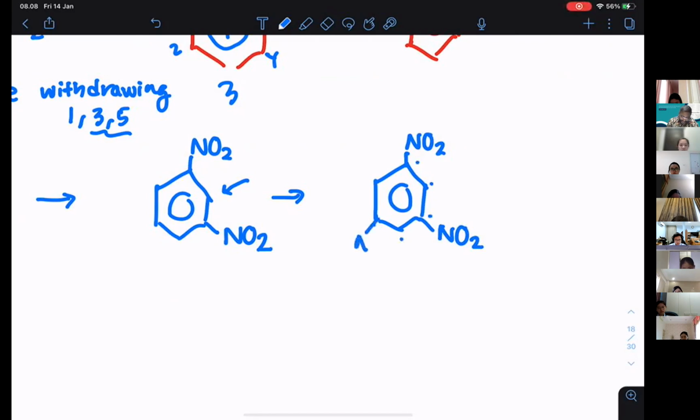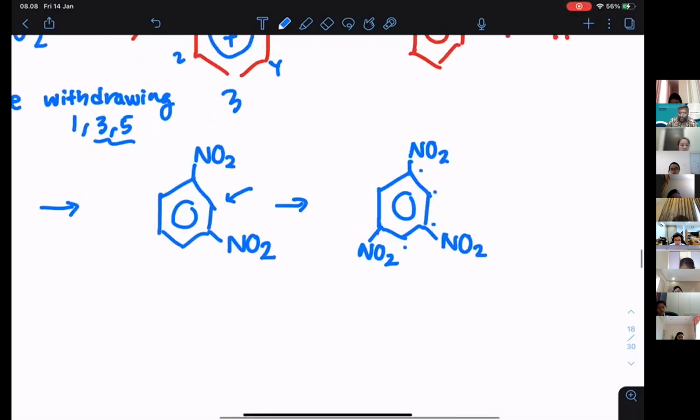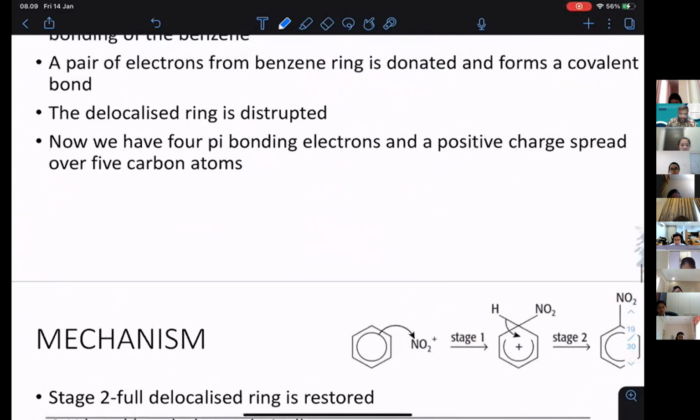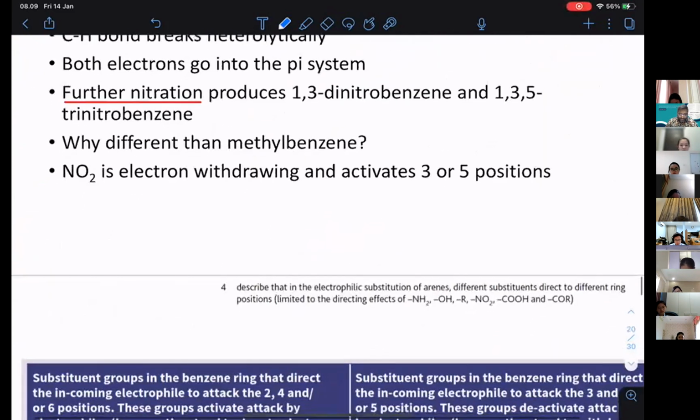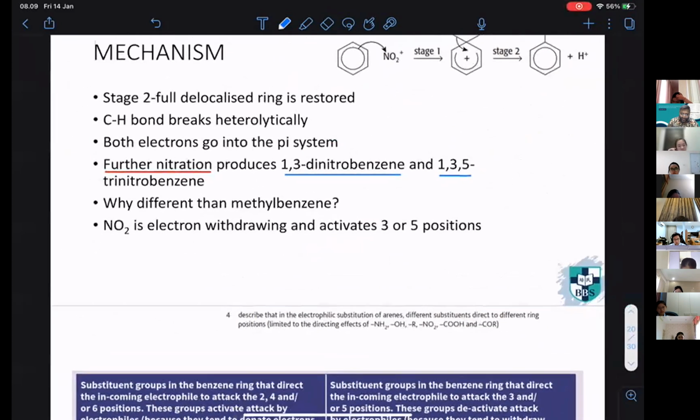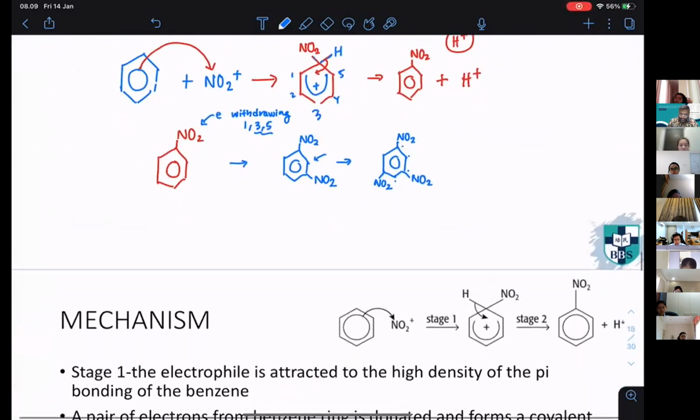So this position. So they are going to have something like this. Yeah, so that is what they meant. Over here they say that, okay, further nitration, they produce 1,3-nitrobenzene, or 1,3,5-trinitrobenzene. Yeah, so which is going to be the one that I draw over here.